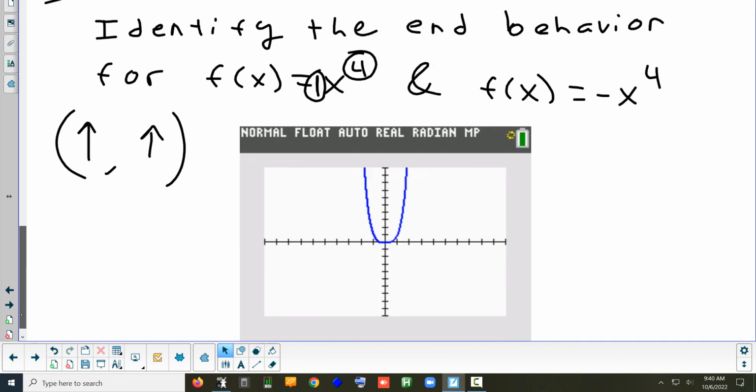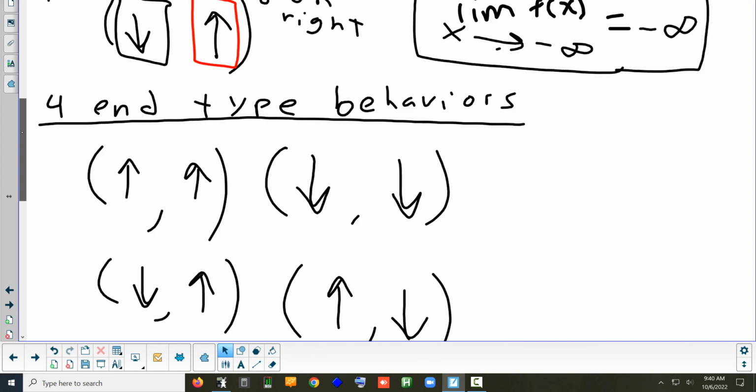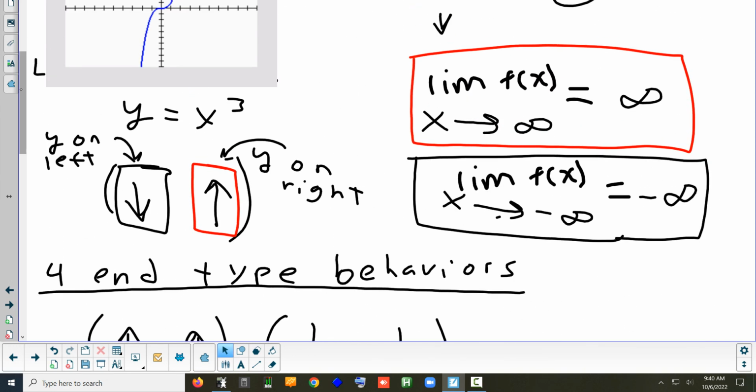Does anybody have a guess what y equals negative x to the fourth will be? If you think about having a negative in front, remember what that does to something? Maybe down, down. That would be a down, down. And if you wanted to describe that in limit notation, you'd take what we had right here. Down, down. That's how you would do it. Down on the right, down on the left.